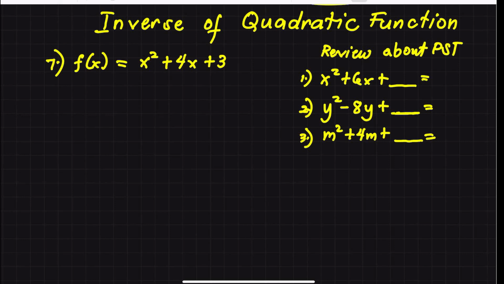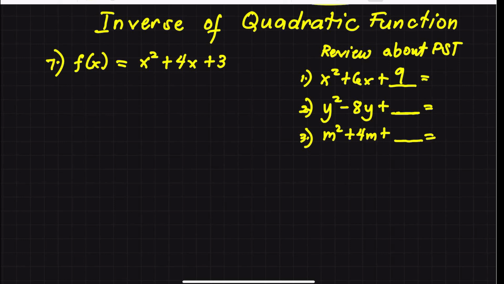Okay. Bago tayo magpatuloy, reviewin muna natin about yung PST. Okay? Pag sinabing PST, perfect square trinomial, na kung saan ang factor niya ay square of binomial. Okay? Katulad nito, x squared plus 6x plus blank. Ano idadagdag natin para maging perfect square trinomial to? So, i-divide lang natin ito sa 2. 6 divided by 2 is 3. Tapos, yung 3 na yan i-square natin. So, dito ay magiging 9.